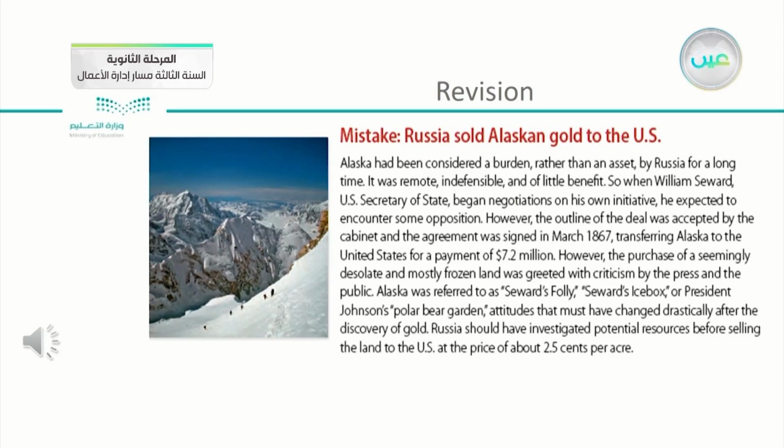Mistake. Russia sold Alaskan gold to the U.S. Alaska had been considered a burden rather than an asset by Russia for a long time. It was remote, indefensible, and of little benefit. So when William Seward, U.S. Secretary of State, began negotiations on his own initiative, he expected to encounter some opposition. However, the outline of the deal was accepted by the cabinet, and the agreement was signed in March 1867, transferring Alaska to the United States for a payment of $7.2 million.